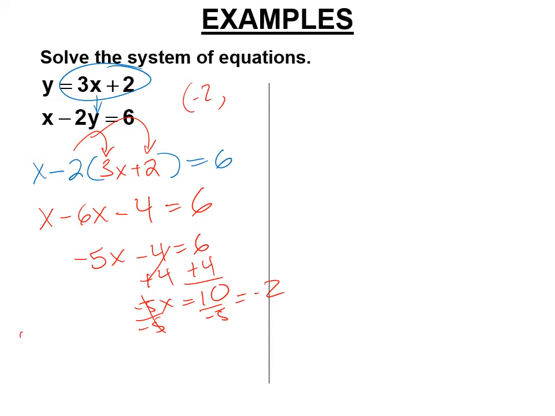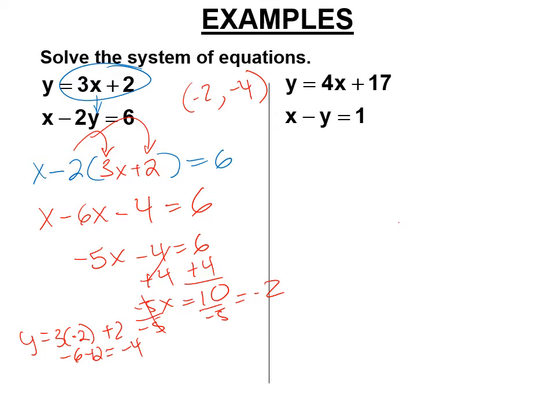X is negative 2. All right, so we have the x coordinate. Now we're going to get the y coordinate. I'm going to use the one on the top, the slope-intercept equation. 3 times negative 2, negative 6 plus 2 equals negative 4. And so these two lines intersect at negative 2, negative 4. We could put it in the bottom one to check that. Try this one.